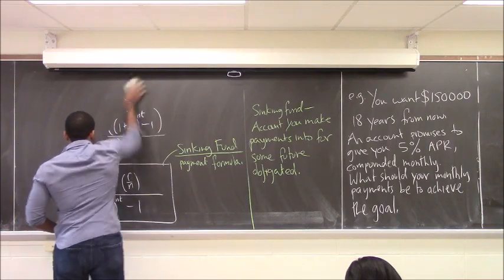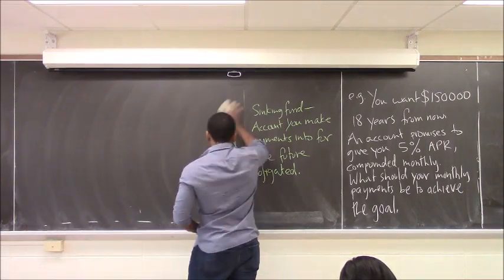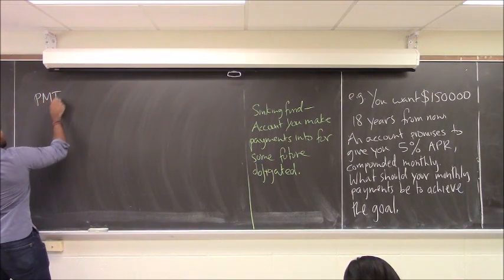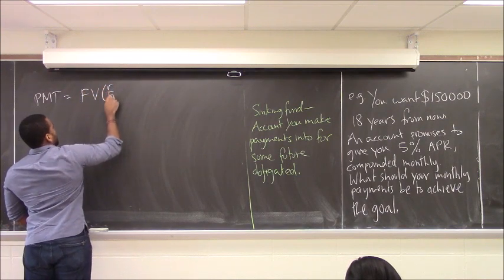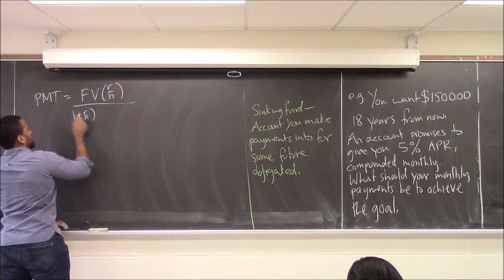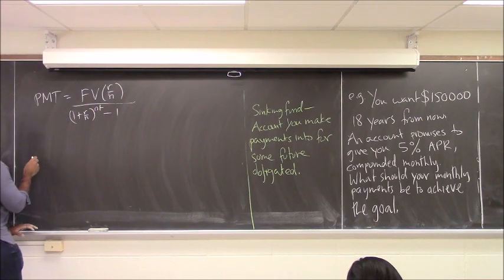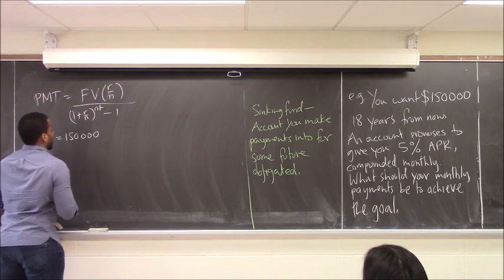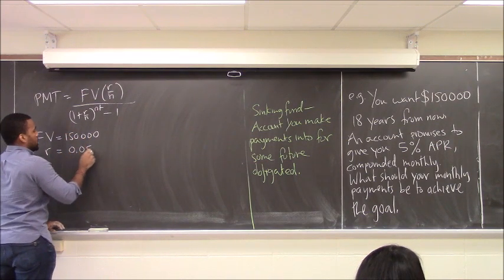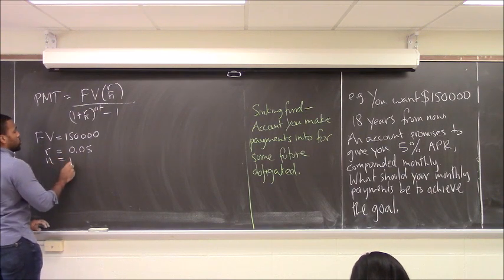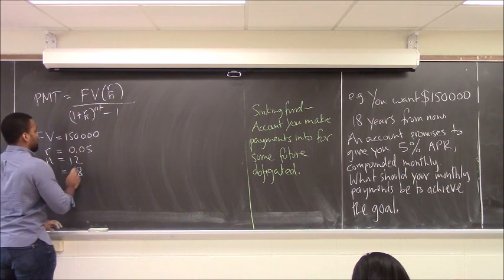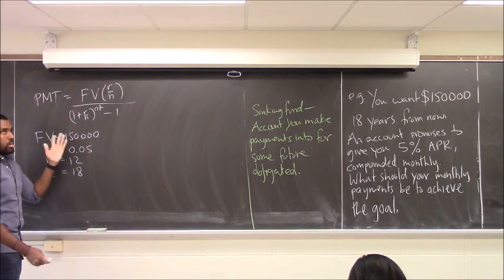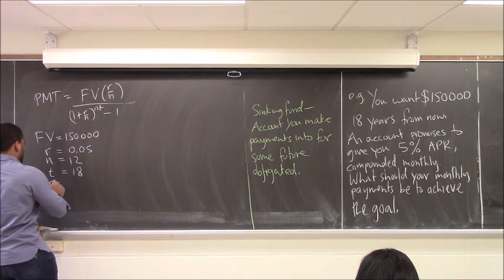Well, you use the sinking fund formula, which I just erased. Here, I don't know what payments, but I do know the future value I want. I want $150,000. They're giving me a 5% interest rate. It's compounded 12 times per year, and I'm leaving this for 18 years. But I'm not just leaving it, I'm continually paying. I don't know how much I'll be paying. That's what I want.